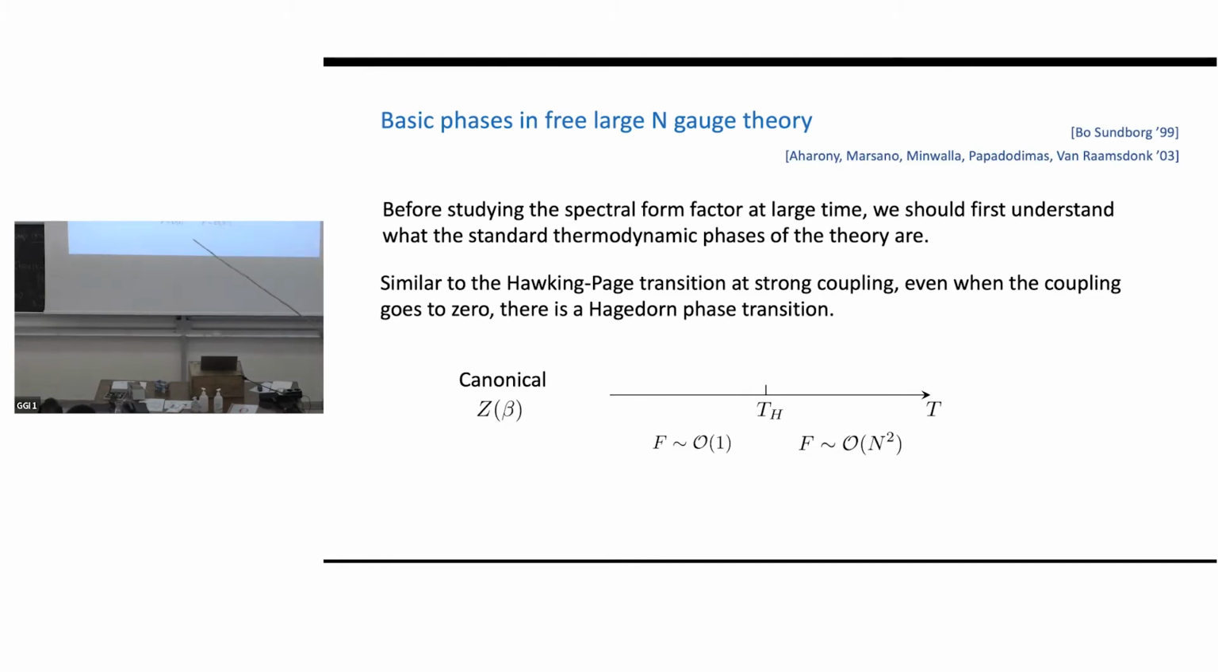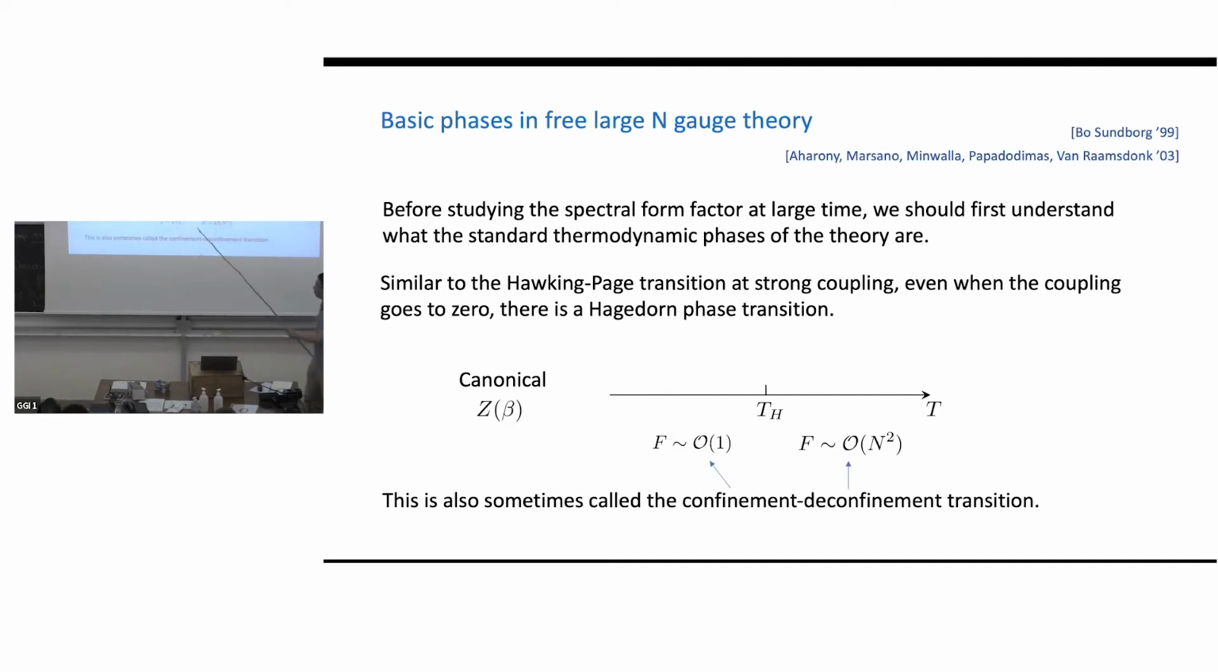The idea is that if you look at the canonical ensemble partition function, as you vary the temperature, in the low temperature phase, or in other words, when the temperature is lower than the so-called Hagedorn temperature, the free energy of the theory is of order 1. While when the temperature increases above the Hagedorn temperature, the free energy becomes of order N squared. Now, because of the particular scaling with N in the free energy, this is also sometimes called the deconfinement transition. Namely, the low temperature phase is the so-called confined phase, while the high temperature phase is the deconfined phase.